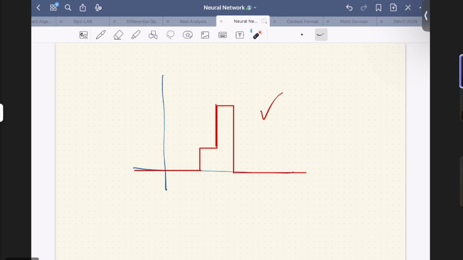No, we are not outputting anything. Our function is real to real always. This is the function we are mapping. F of x is a function from R to R, but it has jumps at certain points. These are the jumps, because we are using a step function.